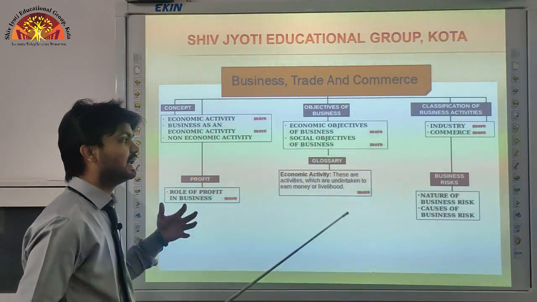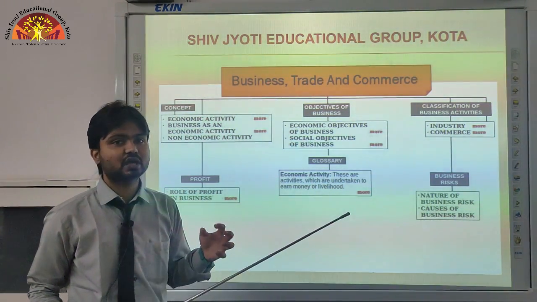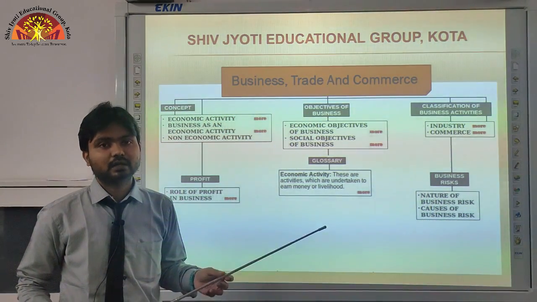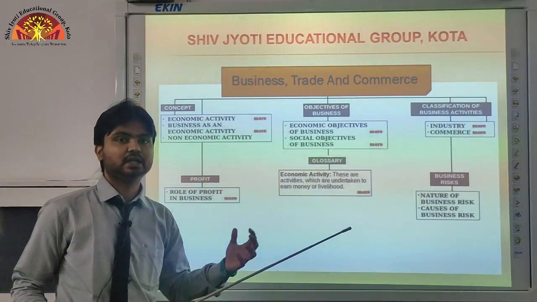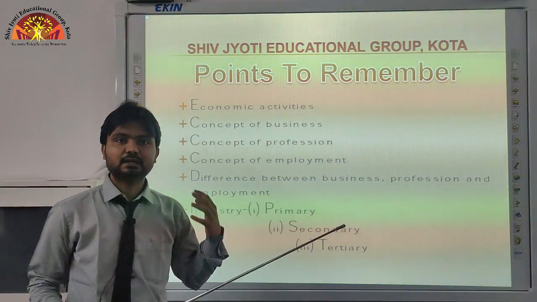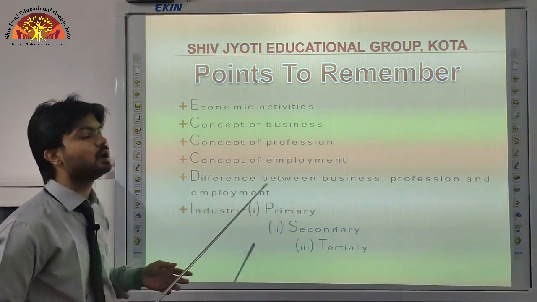So in this, the last topic is business risk. Business risks are those risks which arise due to uncertainty in the business. It may be pure risk or speculative risk. Okay. So now these are some points to remember of this particular chapter. First one is economic activities.